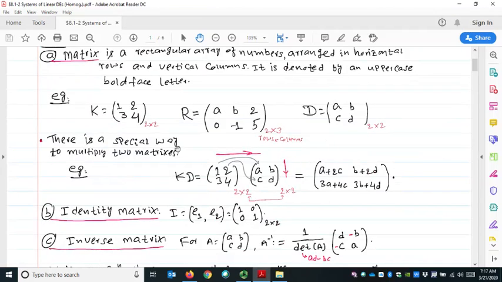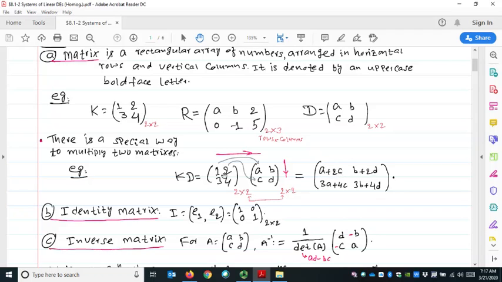There is a special way to perform the matrix multiplications. Let me show you the example. Here is a matrix K, here is a matrix D. And let's multiply the matrix K and D. We multiply first horizontally and then vertical, and then we add them. For example, let's multiply 1 times A plus 2 times C, twice C. So A plus twice C goes here.